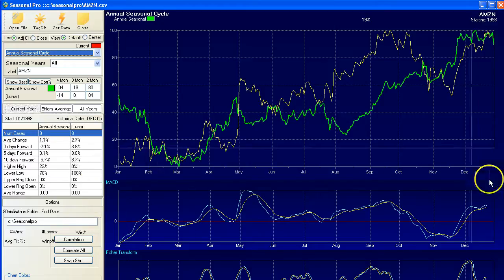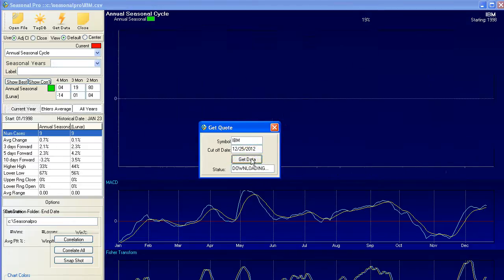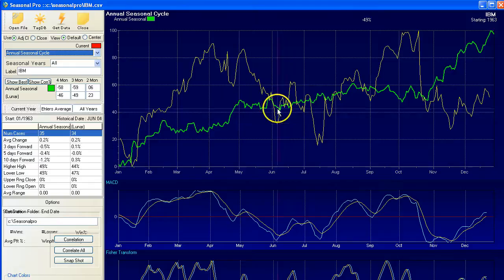So this program will create seasonal charts of any stock that's in the Yahoo database, so you never have to buy data. All you have to do is press this button, Get Data, type in the Yahoo symbol like IBM, press Get Data, and voila. The yellow line is the price of IBM as it's been trading this year. This green line is a seasonal of the average annual trading pattern of IBM for all the data that's been downloaded. And in this case, you look up in the right hand corner, it says since 1963.